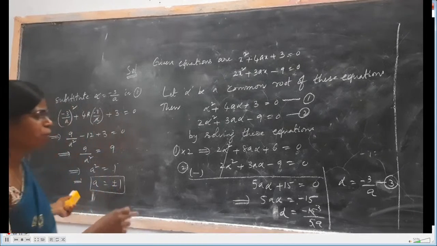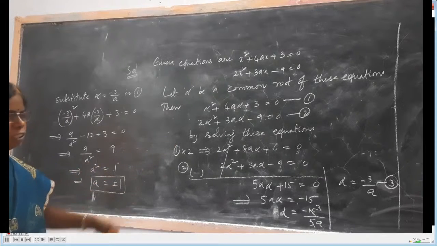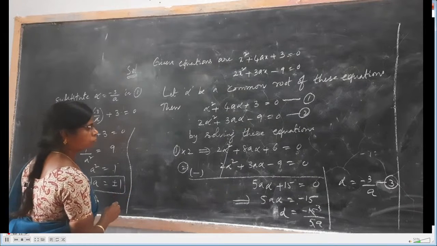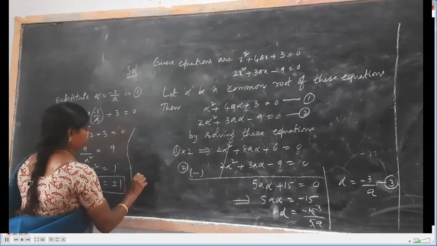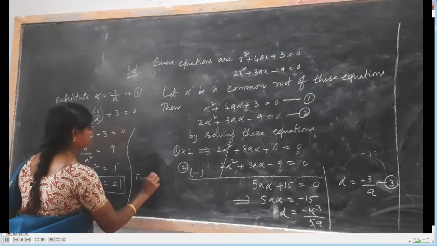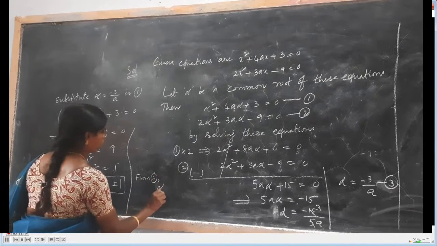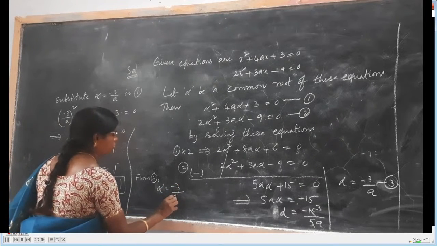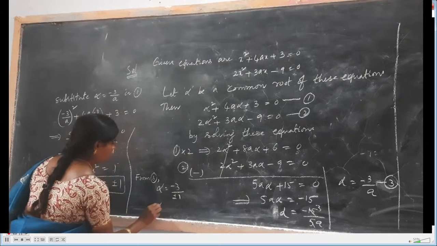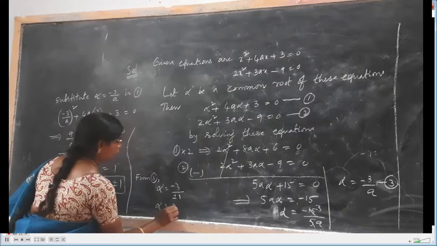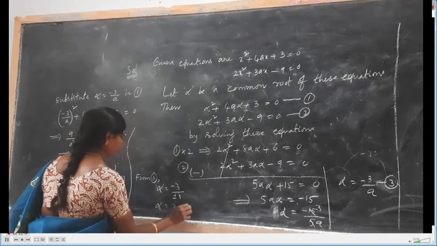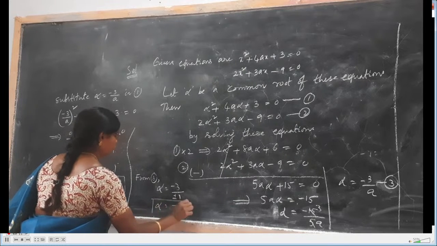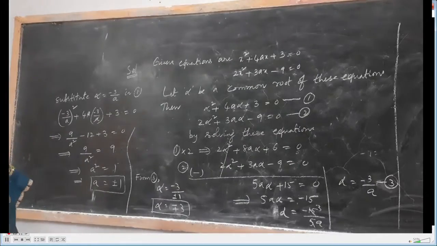Alpha, what is the common root? Whichever value of a you substitute there, you will get alpha. Okay, from 3, what is 3? Alpha is equal to minus 3 by a. A is plus or minus 1. So alpha is equal to, what happens, 3 or minus 3, minus 3 or plus 3. Okay, so this is the solution of this problem.